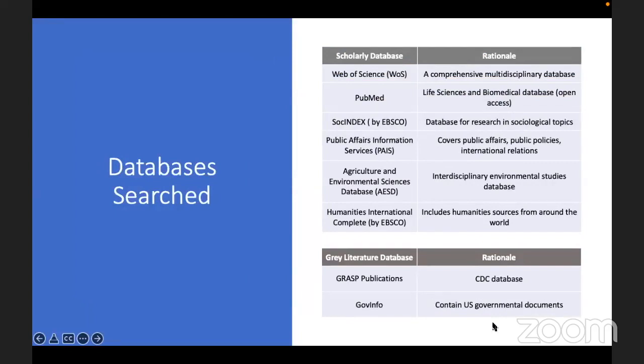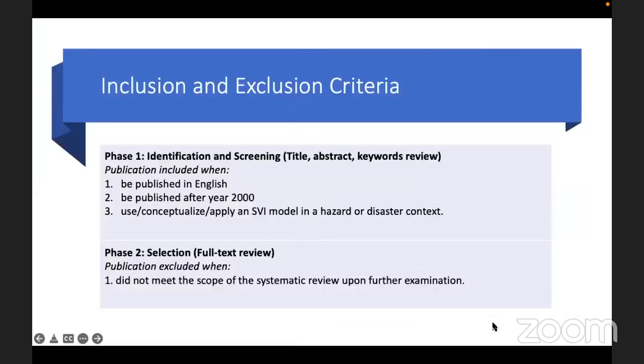Some databases that we are going to look at are some general databases, but also the specific ones that derive literature from sociology, public policy, environmental sciences, geography, and so on and so forth. And then one of the key components of our research is to understand how CDC's SVI informs public policy, and that's why we're looking at CDC from gray literature and other government documents.